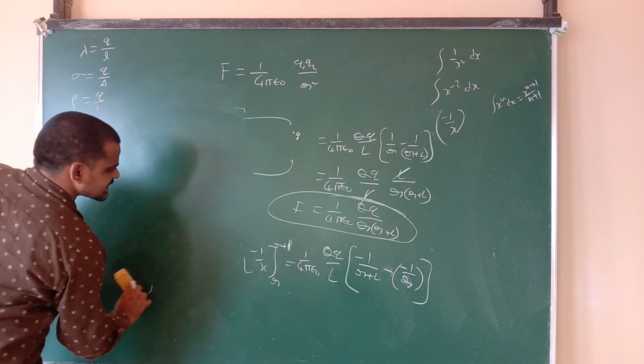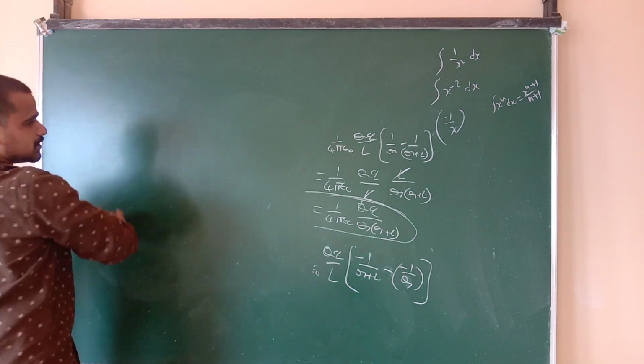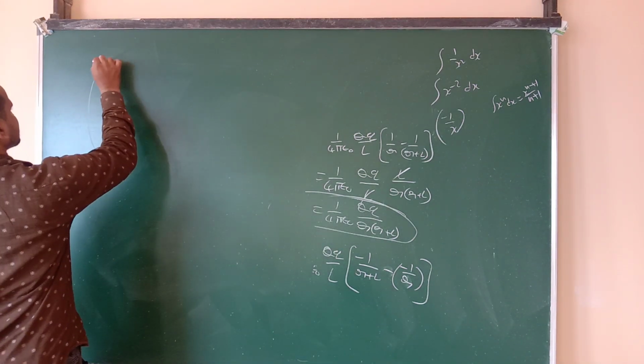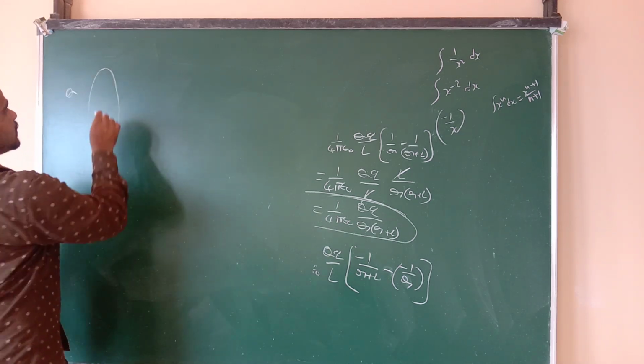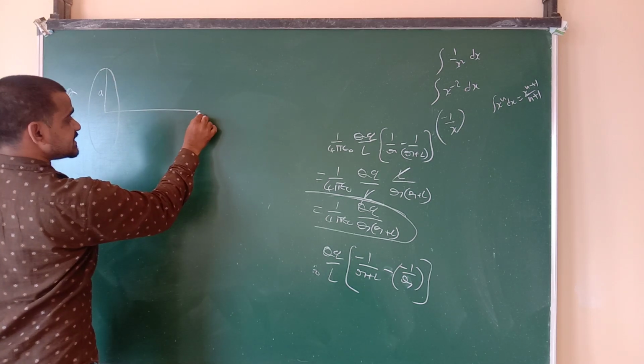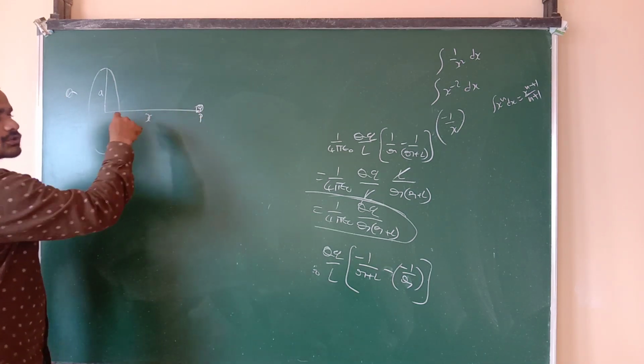Same procedures here as we did in gravitation. We can do everything here, not only this. For a charged ring, consider a ring of charge Q and radius a. At a distance x from the center, at this point, a small charge q is kept. What is the force between these two?